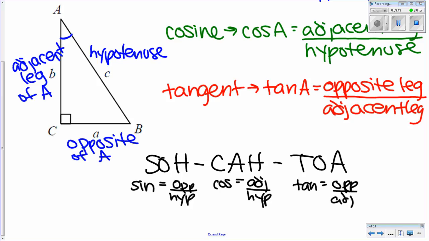The first letter is always the one that goes on top of your fraction. The second one's always the one on bottom. Please make sure you have that correctly. This is something that you will use all throughout the chapter. You'll probably write it on your test even when you get it then. So make sure you have it correctly down.